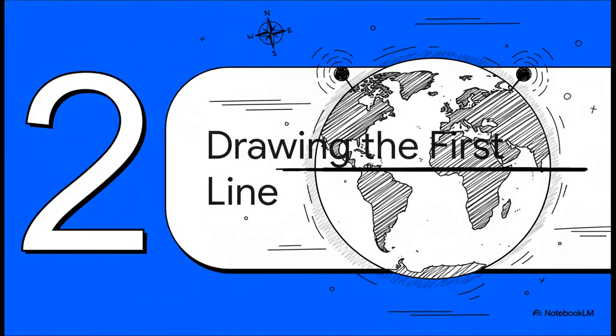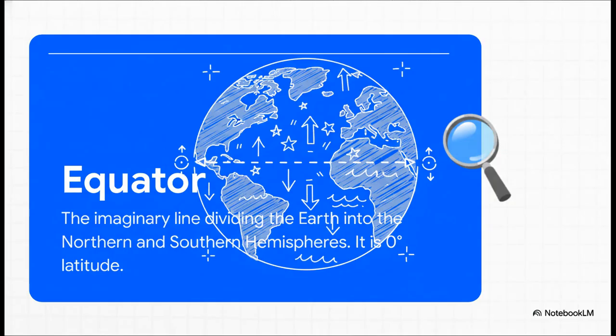All right, so with the top and bottom of our planet locked in, it was time to draw the single most important line on our imaginary map, the one that would slice the world right in half. And that line is, of course, the equator. It's the only one like it, perfectly splitting the Earth into the northern and southern hemispheres. So we designated it as 0 degrees, the ultimate starting line for measuring anything north and south.